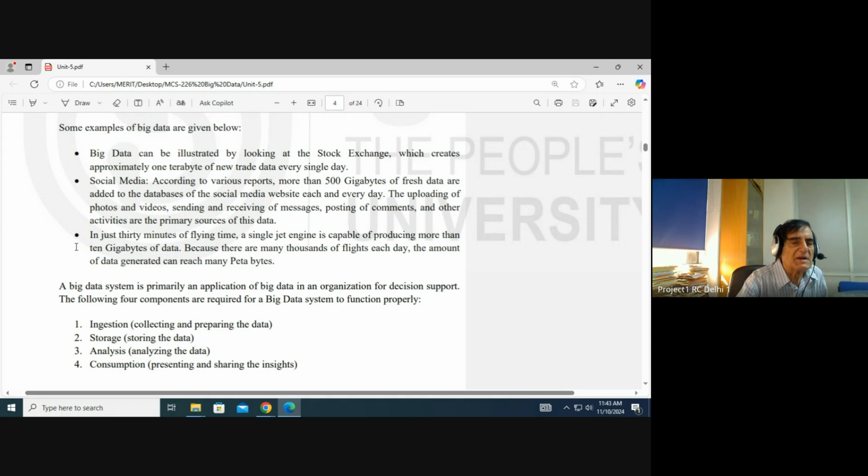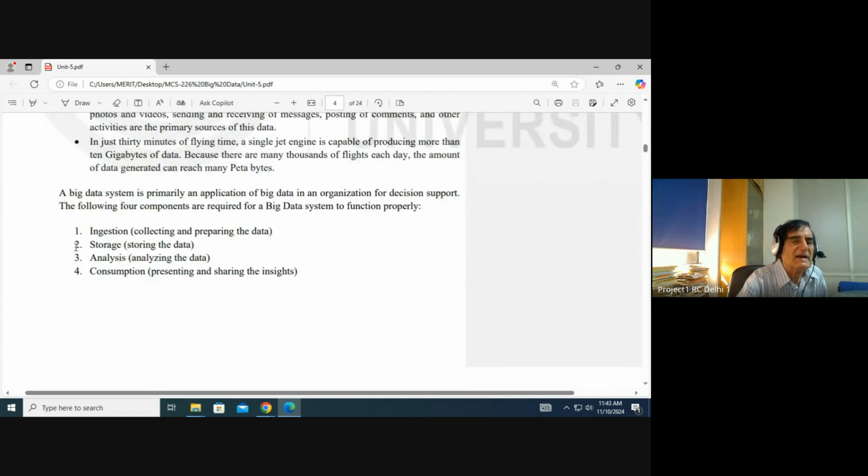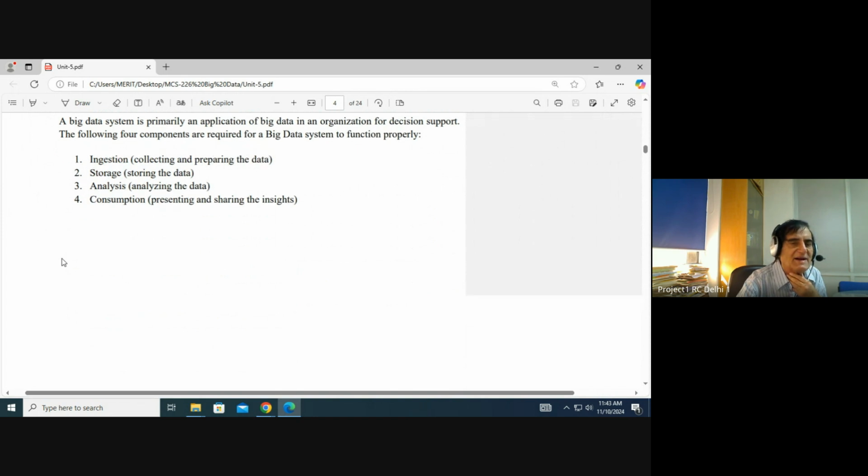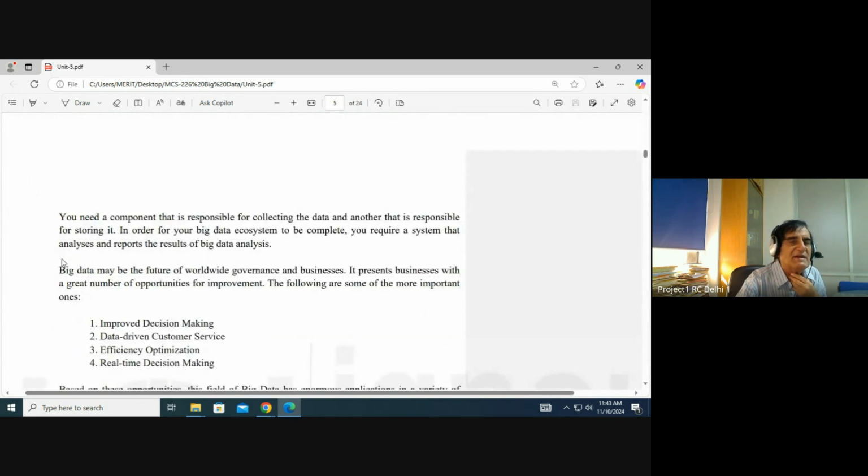Ingestion, collecting and preparing the data, storage, analysis, and consumption. So that's the fourth step. Components are required for a big data system to function properly. Ingestion means collecting and preparing the data. We should ingest so that whatever data comes, we should be able to understand and store it, analyze it, and then consume it, that is, eat it. So you need a component that is responsible for collecting the data.